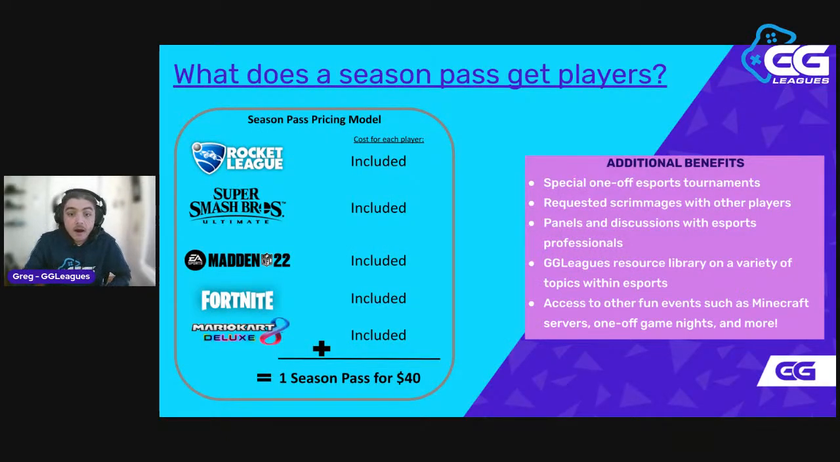In order to compete in one of our seasons, players must purchase a season pass. A season pass unlocks quite a bit. One season pass costs $40. And with that $40 fee, you unlock all of the games that we are offering that season. So for example, if I purchase a spring season pass, I can join all 5 of these games that are listed here. On top of those games and the leagues that we'll be running, we do hold many one-off tournaments throughout the season, as well as educational events similar to what we're running here tonight.